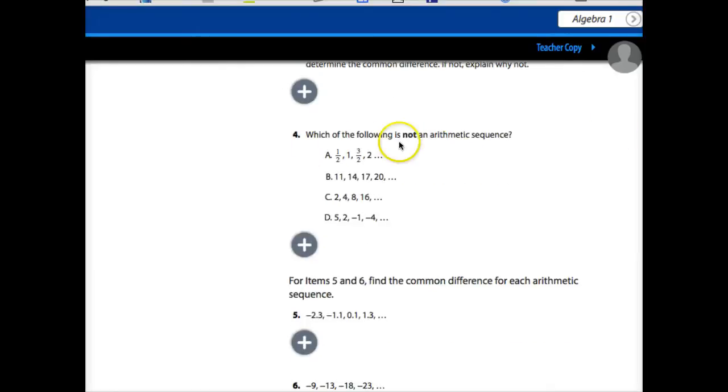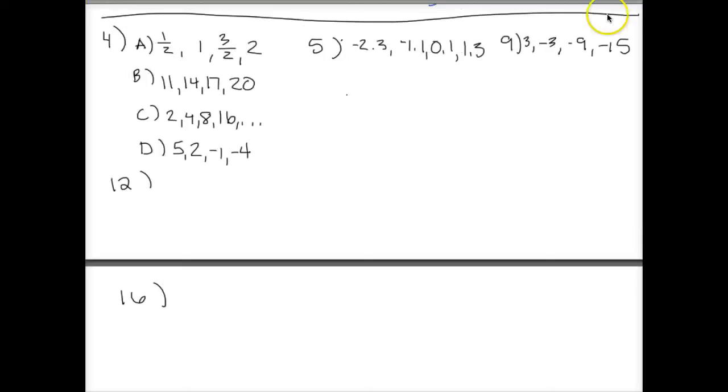Which of the following is not arithmetic? Remember that arithmetic is going to have a common difference. So 1 minus 1/2 is 1/2. 3 halves minus 1 is 1/2. 2 minus 1 1/2, 1/2. So it's not this guy. 14 minus 11, 3. 3, 3. Not that guy either. 4 minus 2, 2, 8 minus 4, 4.